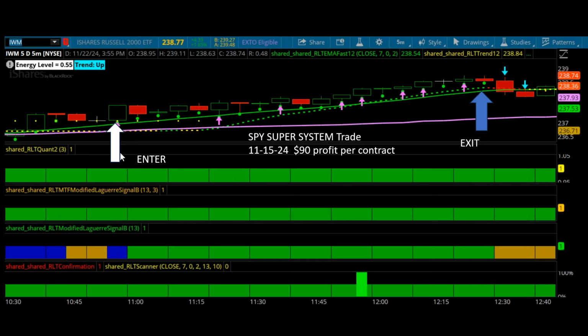Again, this is another SPY super system trade that I took right here. Notice it went yellow selling, blue buying, popped above the VWAP and above the 15. The 15 is my stop. It doesn't do much. This is IWM, the Russell 2000. It just kind of sits in there, but it doesn't go below the 15. It never closes below the 15. I stay in it and I get out right here. $90 profit per contract. That's more common than what you'll see on some of these.